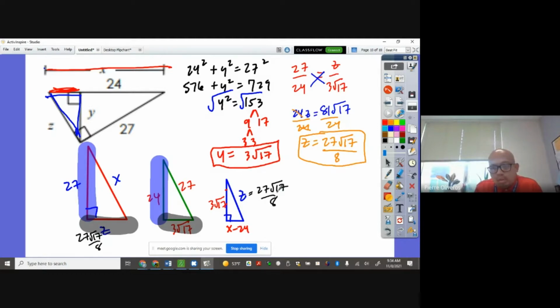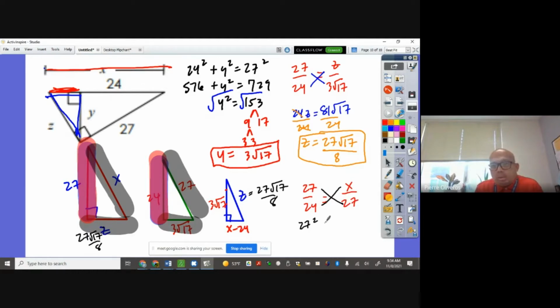Now we can find the value of x. How do we find the value of x here? We know again that this 27 matches to 24, and we can also say that this x here matches with that 27 there, right? So we can say that 27 over 24 is equal to x over 27. We can cross multiply them, so that's going to be 27 squared is equal to 24x. And we know 27 squared is 729, which is equal to 24x.